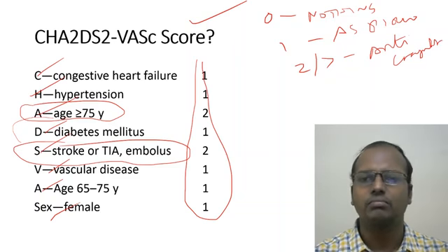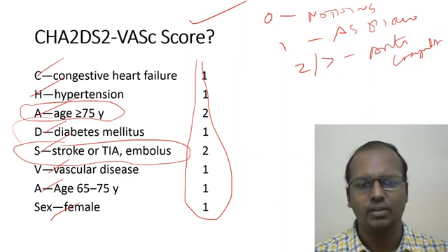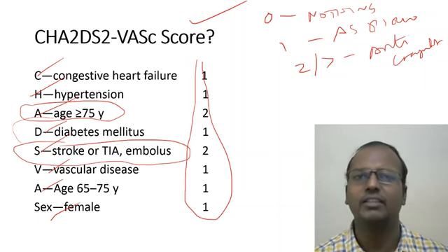Alright, so is there any bleeding score? This score is for predicting the stroke risk. Actually, the increase in score will suggest an increase in risk of stroke. That is very helpful.